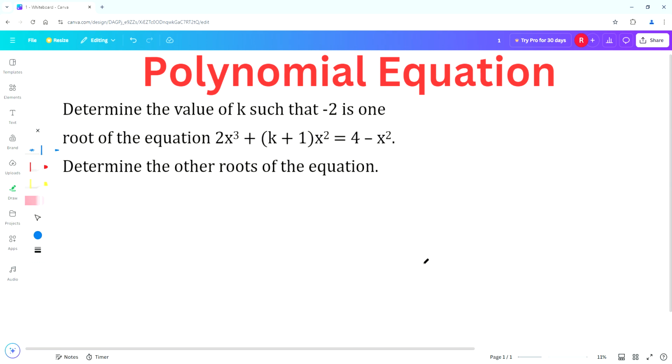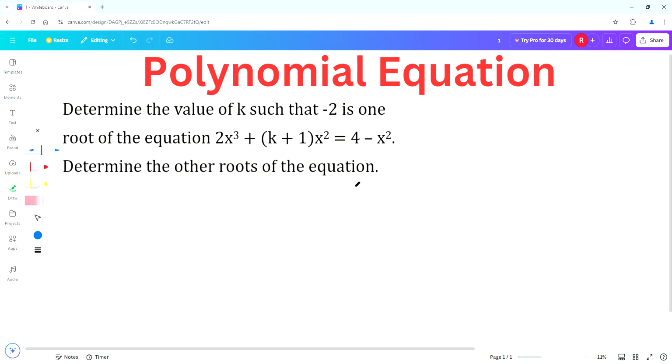So in this video, we'll solve this problem using the concepts of polynomial equation. As per the problem, determine the value of k such that -2 is one root of the equation 2x cubed plus (k + 1) x squared equals 4 minus x squared. Determine the other roots of the equation.